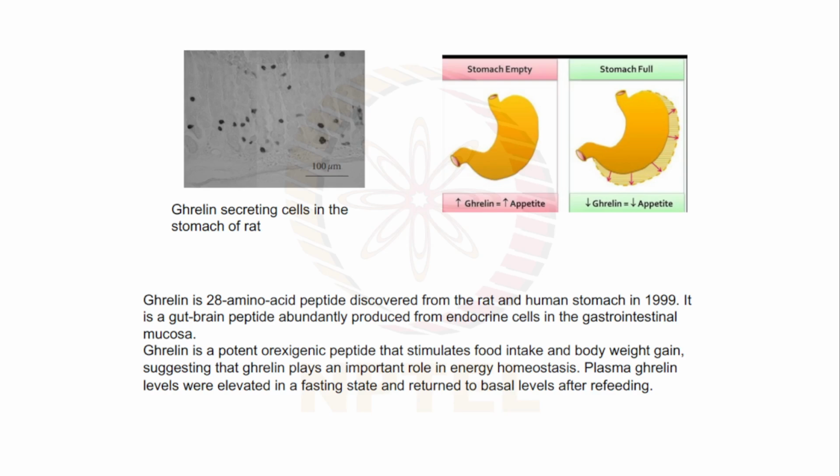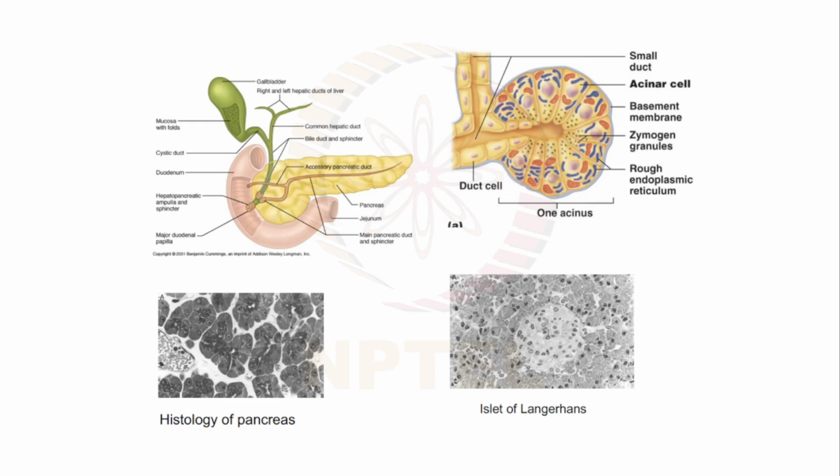So basically this hormone is the one which signals our hunger centers in the brain that yes, I am hungry, I need food. So this hormone sends those signals, and then we feel hunger and the food is eaten by us. Okay? So ghrelin plays an important role in energy homeostasis. Plasma ghrelin levels were elevated in the fasting state and returned to basal levels after refeeding. Okay?